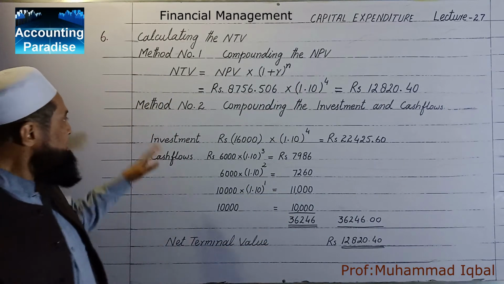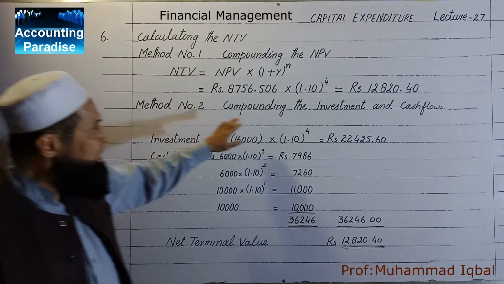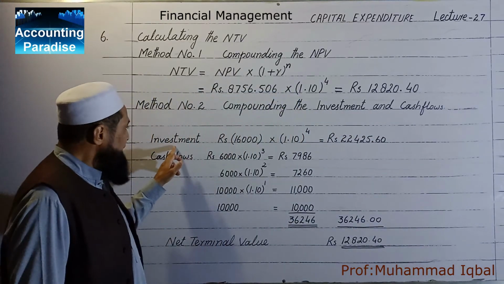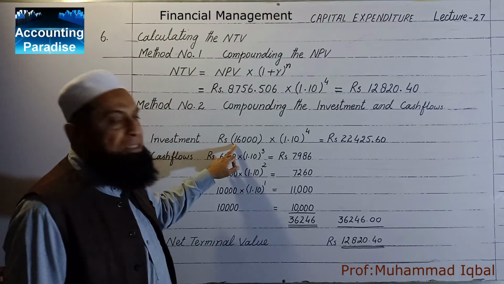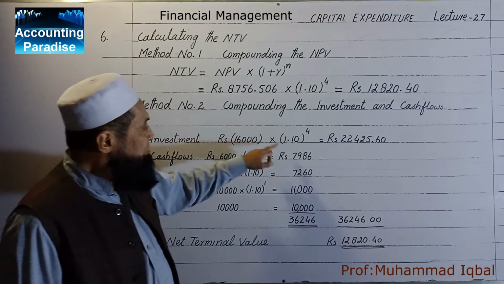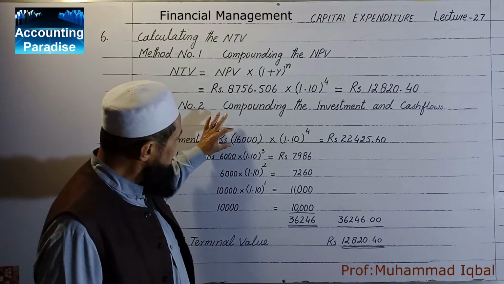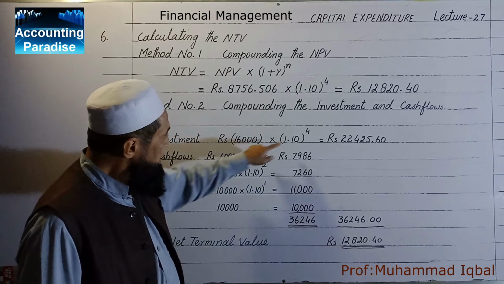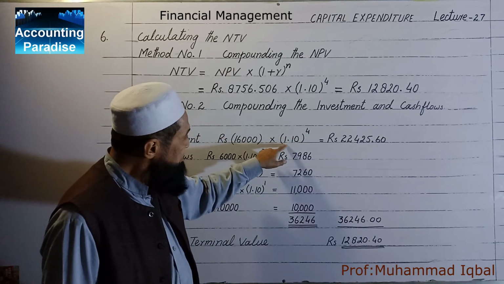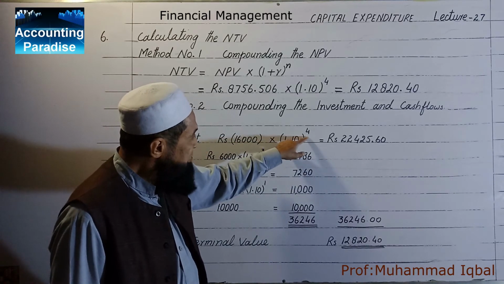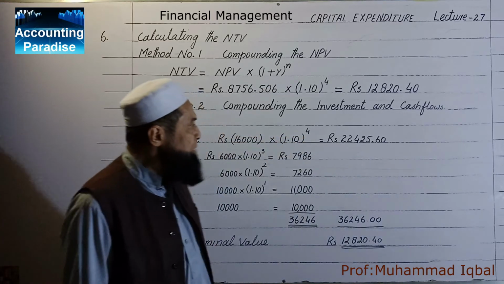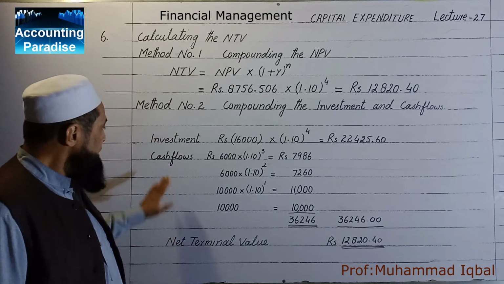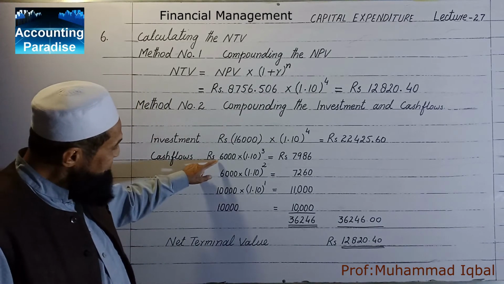Method number 2 is compounding the investment and cash flows. You see, the investment is 16,000. It is the outflow. We multiply this because this is 4 years before the terminal value. So we multiply it by 1.10 raised to the power 4. This comes to 22,420.60.